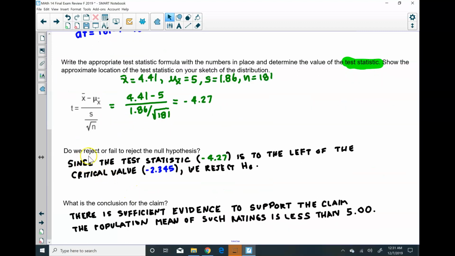The next question says, do we reject or fail to reject the null hypothesis? Our answer would say, since the test statistic of negative 4.27 is to the left of the critical value of negative 2.345, we reject the null. The final question asks what the conclusion for the claim is. Since we reject the null, we would say that there is sufficient evidence to support the claim that the population mean of such ratings is less than 5.